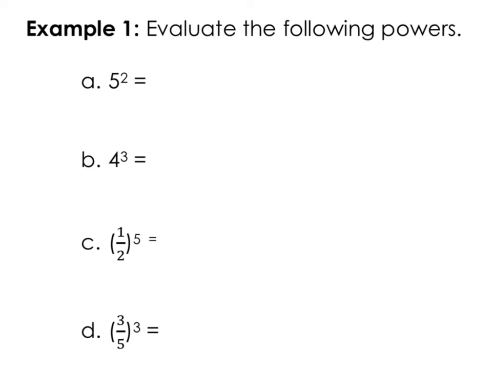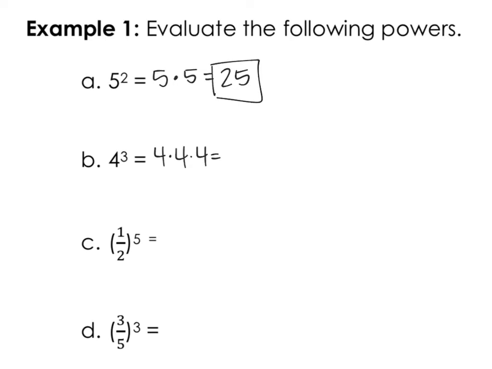So looking at some examples, if I wanted to know what 5 squared is, that means that base of 5 is multiplied times itself 2 times. And I know this seems very simplistic, but that's the point. We're starting off super simple. So that 5 times itself 2 times equals 25. Okay, again, we have a 4 to the third power, so that means that's a 4 times itself 3 times.